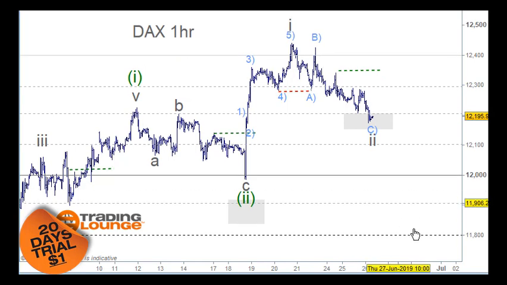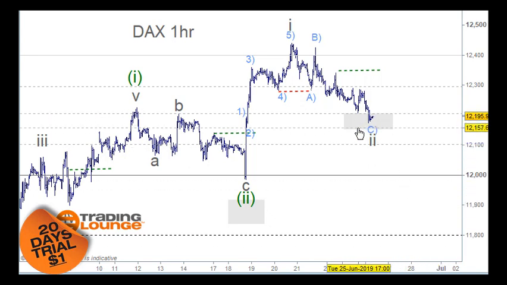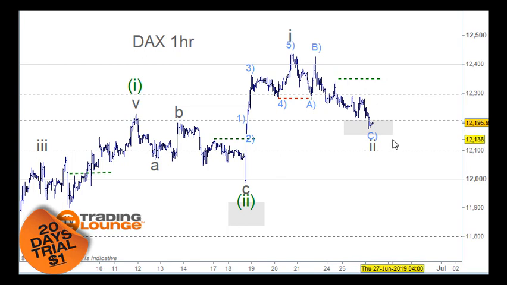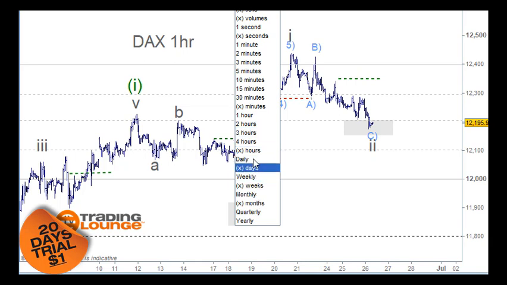But I think I need to change this count. So if this little box area here, which is the 50 and the 61.8%, if that's breached at this point here, well, let's say that the lower end of this box becomes the resistance at this point, then we're going to be looking at this coming further down. So I really wanted to look at this and line it up with the US markets a bit.